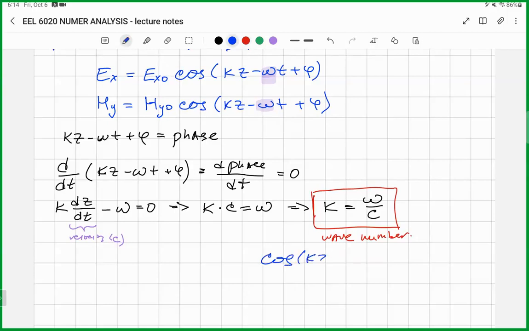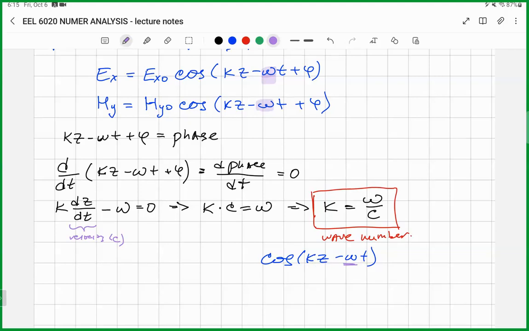cosine kz minus omega t, right? So we have two variables here, z and t. If I fix z and change t, the omega here defines the period of this function when I change in time. Okay, so it basically defines how fast the field changes or oscillates in time.